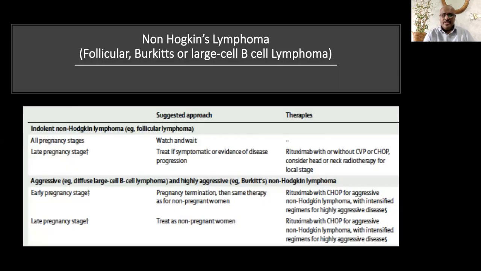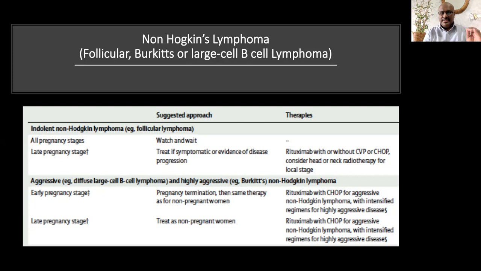On the other hand, if they have a non-Hodgkin's lymphoma, namely a B cell lymphoma or a follicular lymphoma or a Burkitt's lymphoma, you need to stage them in the pregnancy. You need to ensure you have the right histological diagnosis. Next, you need to see whether this is an indolent type or an aggressive type. If it's an indolent type, it's okay to wait and watch in pregnancy. However, if it's an aggressive type, you should be concerned in pregnancy. Later in the pregnancy, the approach is to deliver and treat the mother effectively.